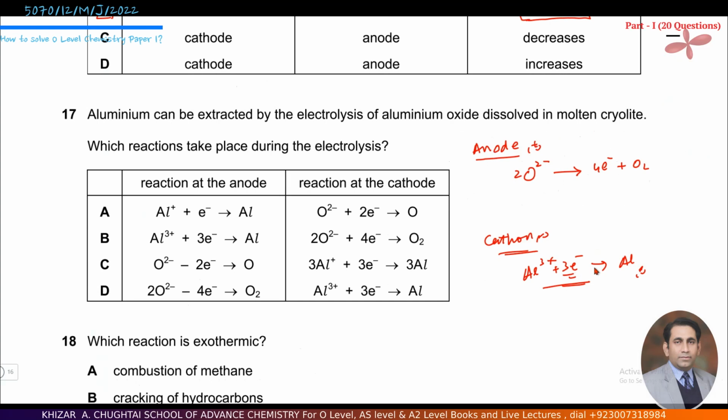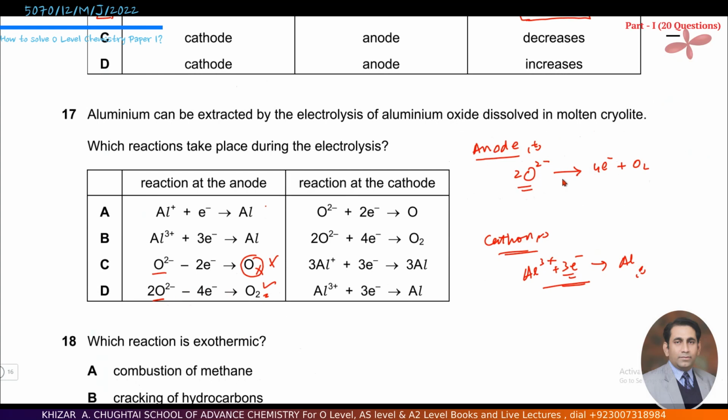So let's see what is happening at the cathode and what is happening at the anode. This is not the anodic reaction. There must be this one, O2 negative. These two options may be the correct option. The first one is not correct because oxygen must be in O2. It should not be in the atomic state. So it's incorrect. This is the correct one.